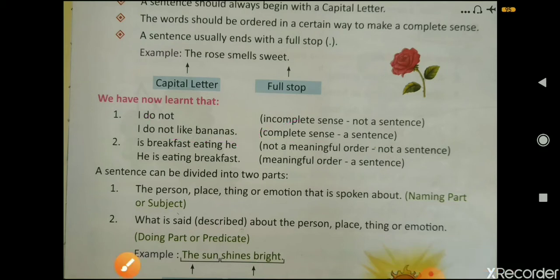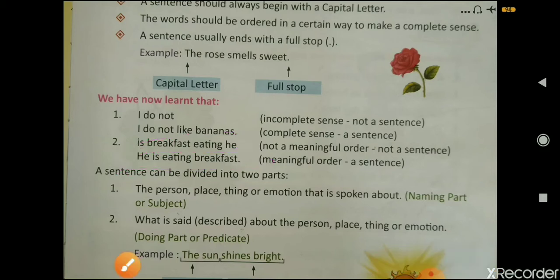Second one is breakfast eating he? From here also we cannot draw any meaning from these words. So this is also not a sentence. Next is he is eating breakfast. When these words are arranged in a certain order, they form a sentence, he is eating breakfast. So here we can draw a meaning from these words. So this is a sentence.